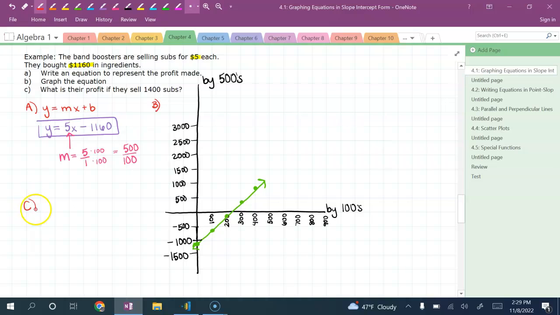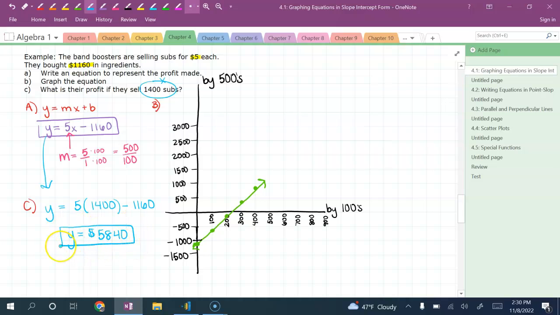Now, part C wants us to figure out what the profit would be if they sell 1,400 subs. Well, the number of subs that they're selling would be your x value. So this 1,400 is an x. So in my equation here, I'm going to take 5 times 1,400 and then subtract that 1,160. And if I evaluate that, I should get $5,840. So that's how much they would make if they sold 1,400 sandwiches.